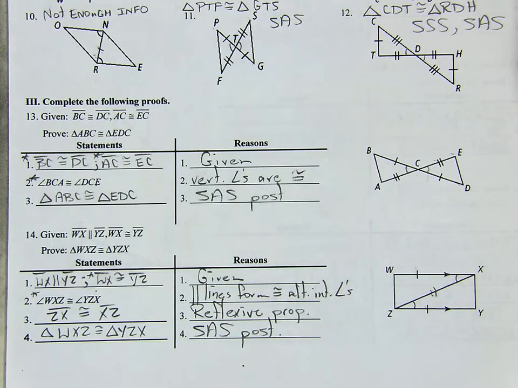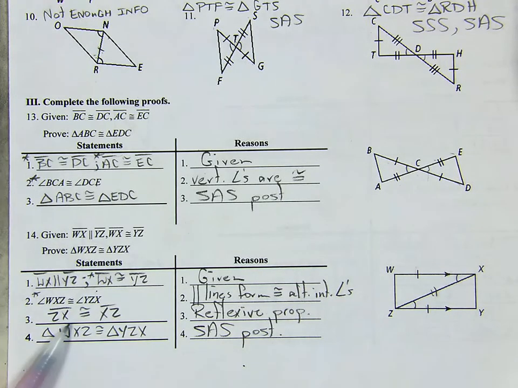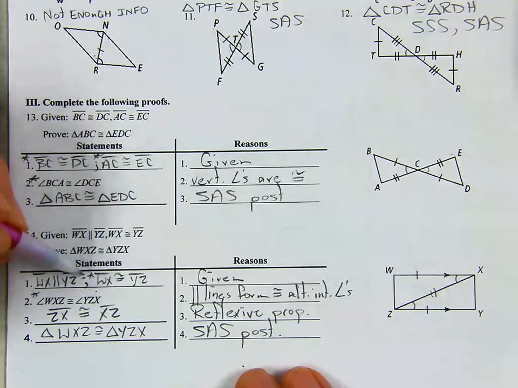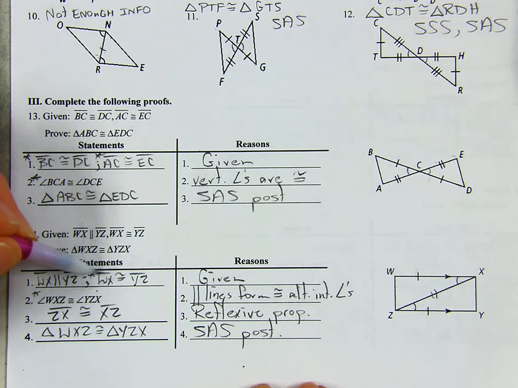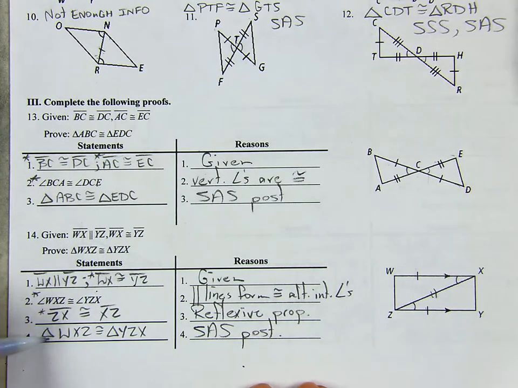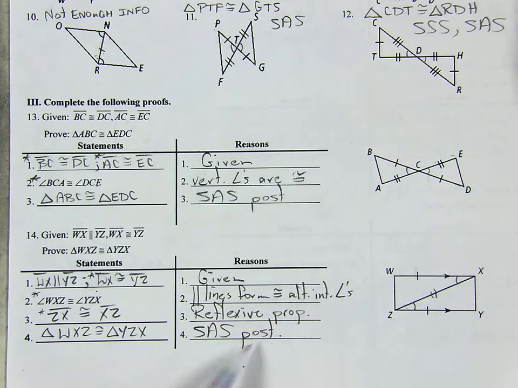Then the only thing I need, I have a side and angle, side and angle. I need the 3rd side, which is the reflexive property. ZX is congruent to XZ. It does reverse if you look at the names of these. In the triangle, XZ is congruent to ZX, so it reverses in this case. So I wrote them reversed, and then there's my 3 pieces of information. This pair of sides, this pair of angles, and this pair of sides. So the triangles are congruent, by side-angle-side. So side-angle-side postulate is why they're congruent, okay?